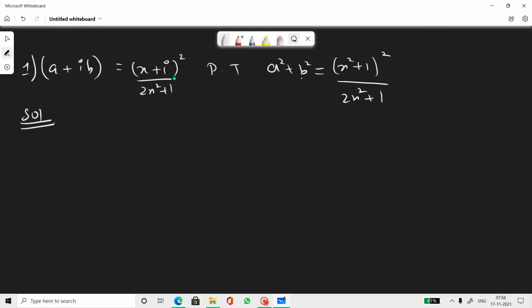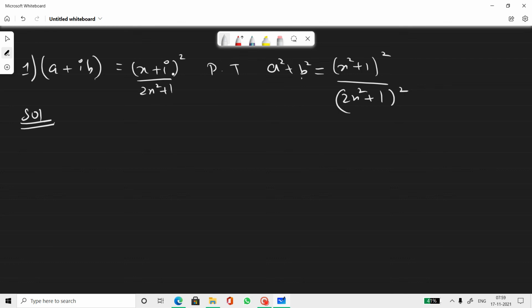It is given in the question that a + ib = (x + i)² / (2x² + 1), and prove that a² + b² = (x² + 1)² / (2x² + 1)². So this is the question. Now, there are multiple ways to do this.